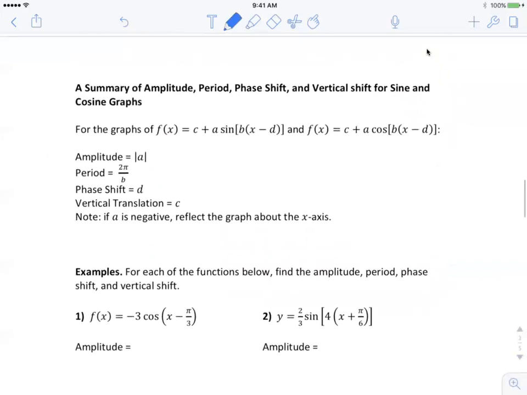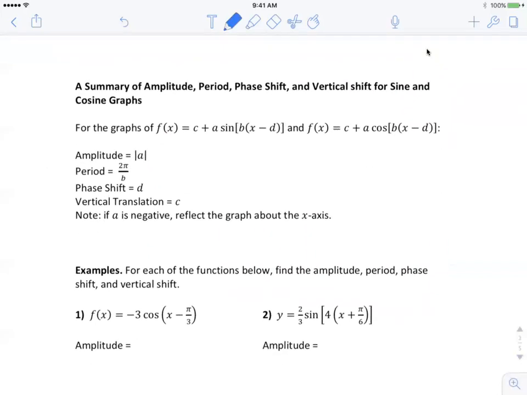So let's summarize here a generalization of all of this stuff that we've seen. We've got 4 things going on basically. So now I'm looking at just generally speaking here of sine and cosine. Amplitude is the absolute value of A. Cool, got that. Period is 2 pi over B, that's from last section. The phase shift is just D. Phase shift is another word we're going to use for horizontal shift. It's just the number that's being subtracted inside there.